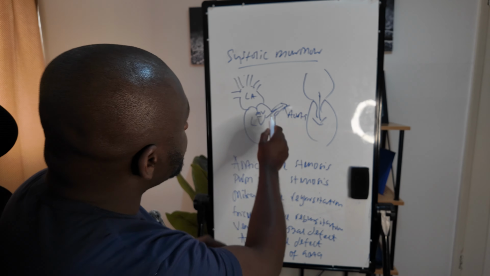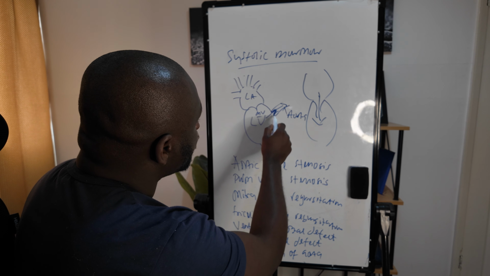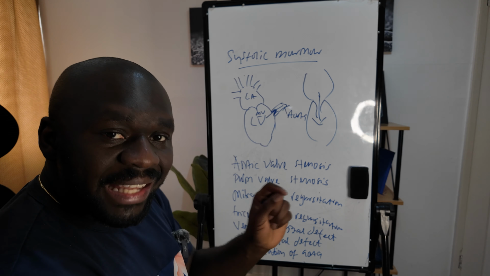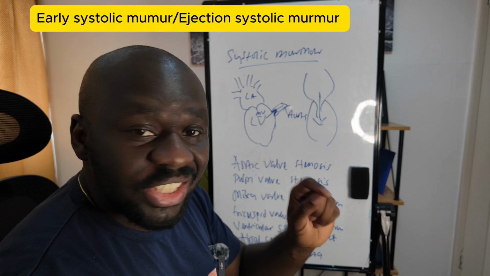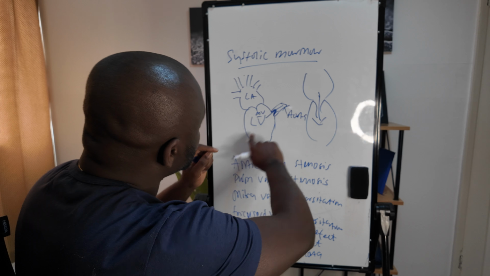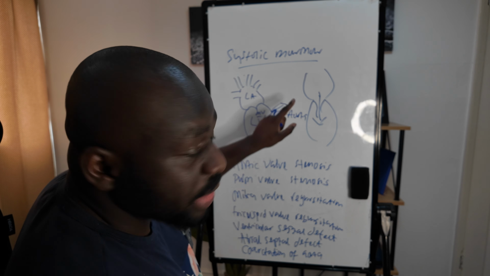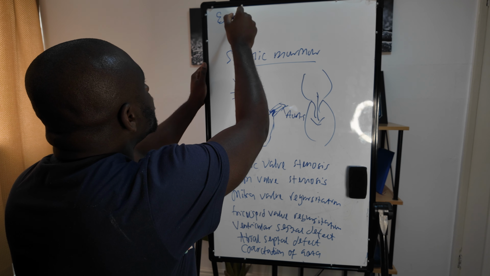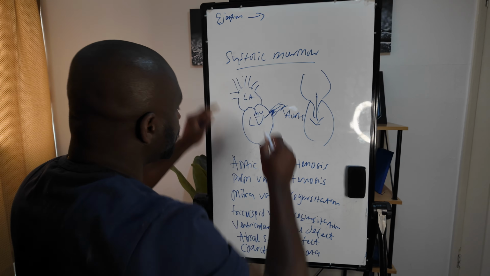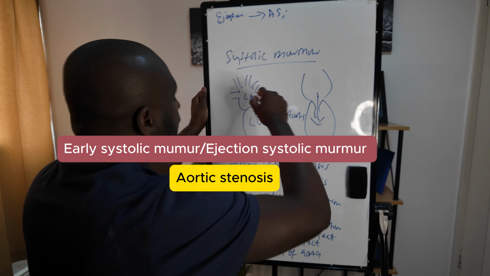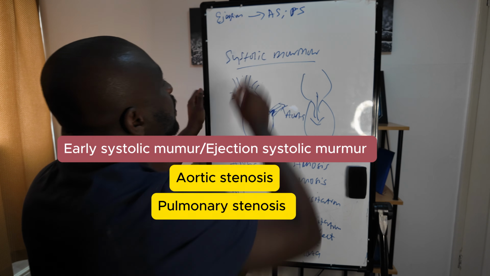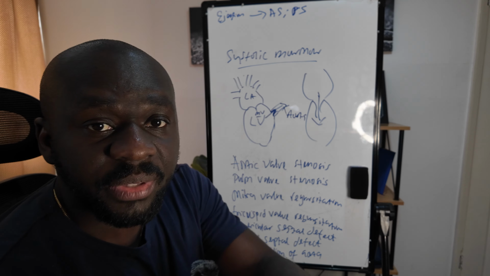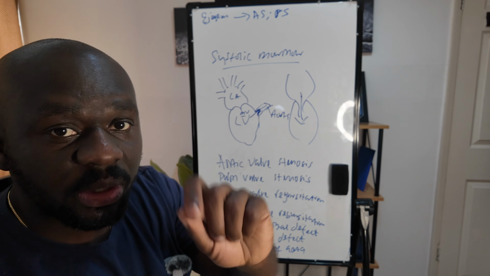Aortic valve stenosis, which means there's a narrowing, tightening of this aortic valve or pulmonary valve if it's on the right part of the heart. What will it cause? It's going to cause an early systolic murmur, also called an ejection systolic murmur, at the point where the blood is being ejected from the ventricle into the outlet vessels. So, ejection systolic murmurs would be aortic stenosis, AS, and pulmonary stenosis, PS. Those are the ones that will cause ejection systolic murmurs.